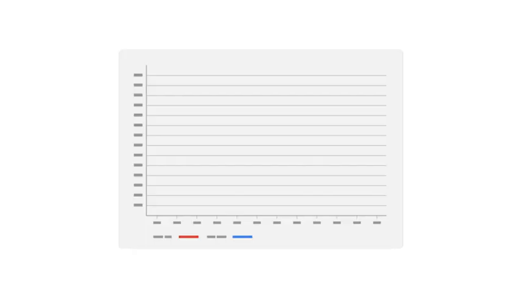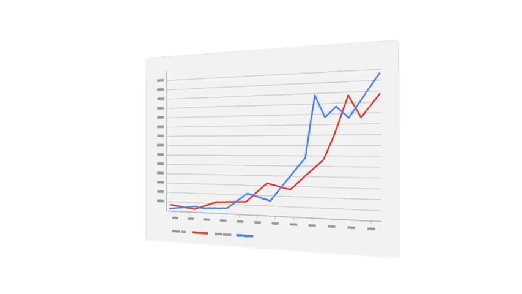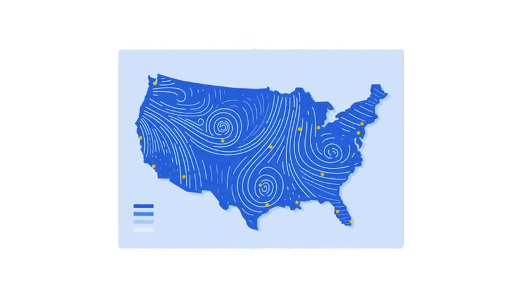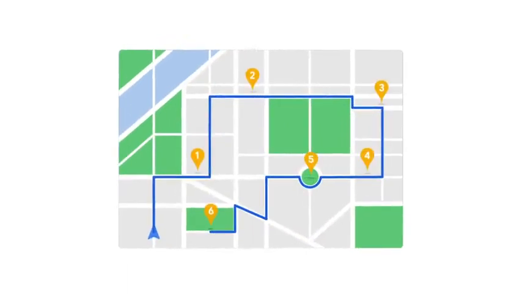Some examples include graphs, maps, or other design elements. Visualization is important because visuals can help data analysts understand and explain information more effectively. Think about it like this. If you are trying to explain the Grand Canyon to someone, using words would be much more challenging than showing them a picture. A visualization of the Grand Canyon would help you make your point much quicker.